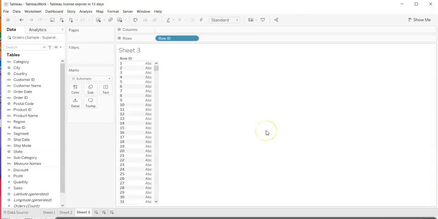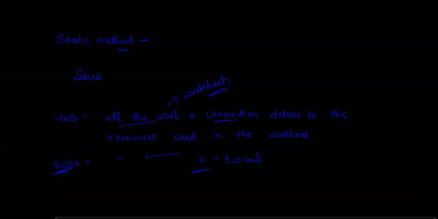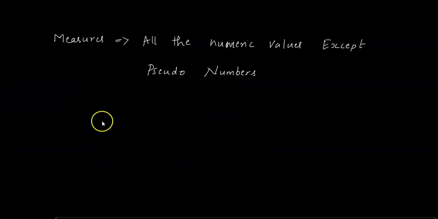Now can we say measures are all the numeric values except the pseudo numbers? Can we say that? Measures are all the numeric values except the pseudo numbers.